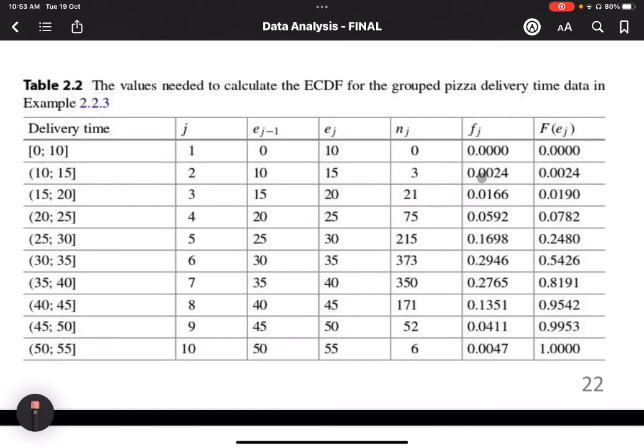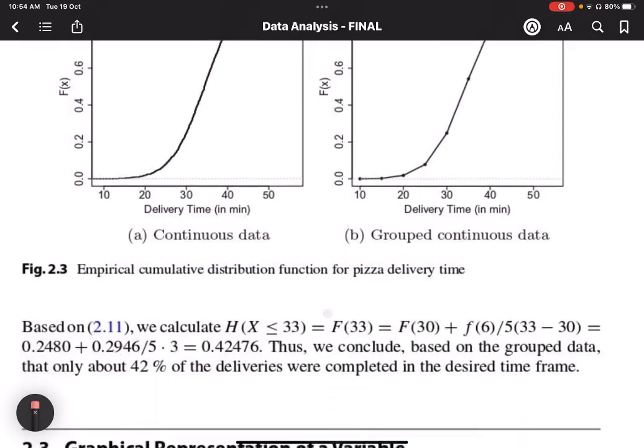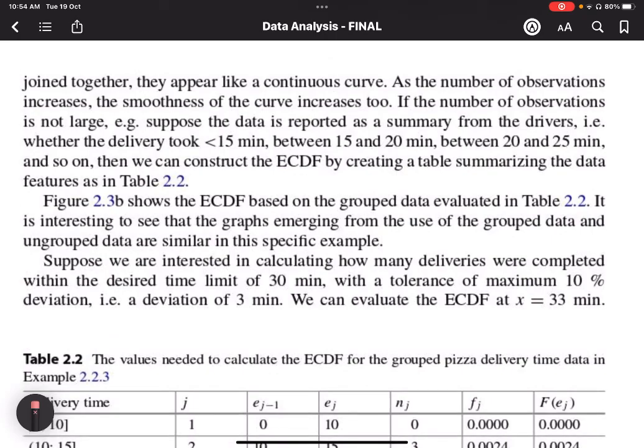Okay? And under those data, we can compute for the relative frequency and then accumulate them under the ECDF. If we table them, we will have the following representation. Okay, that's it for our data analysis, no? Midterm part 1.